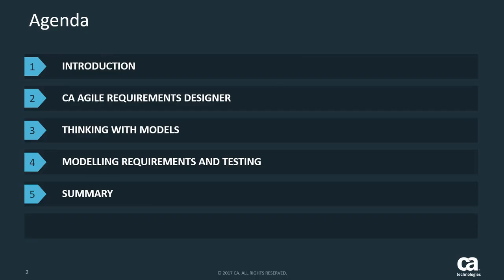I'll introduce myself briefly, then talk about CA Agile Requirements Designer, ARD, then discuss how we think with models, how we think to test and how models support that thinking process. And then I'll talk about modeling requirements and testing in the round and how ARD can help you to collaborate and work more closely with your colleagues in your projects.